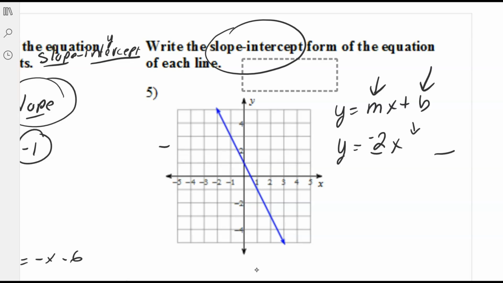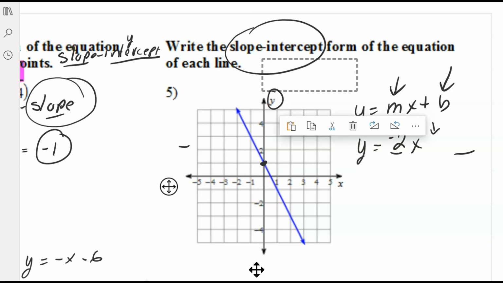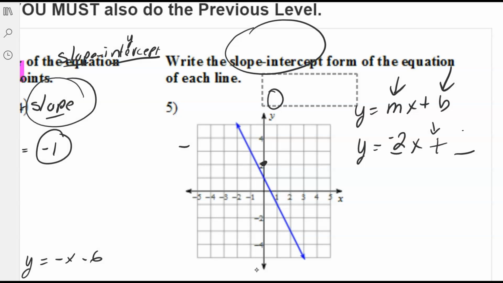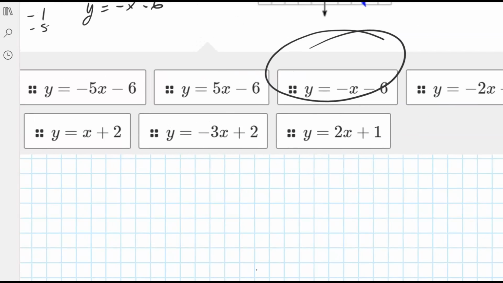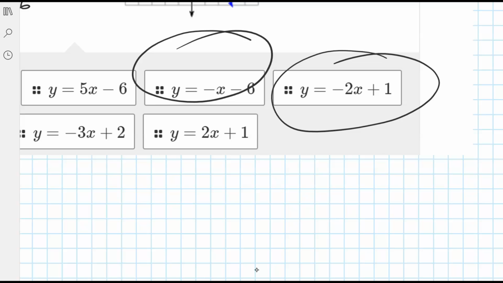Y-intercept, we look at where the graph crosses the y-axis, which is right here. And that's at positive 1. So negative 2x plus 1. There we go, all done.